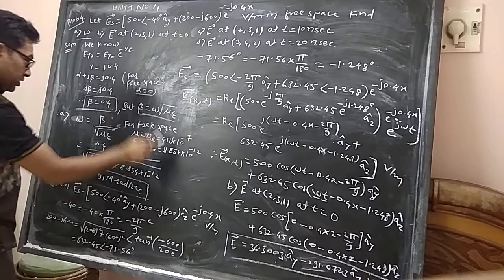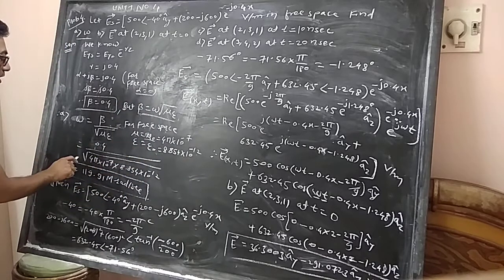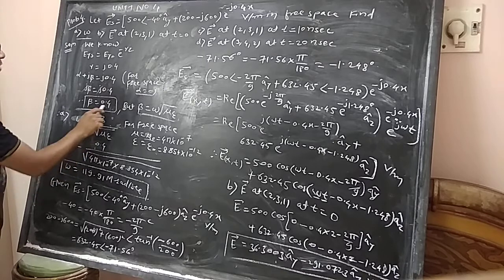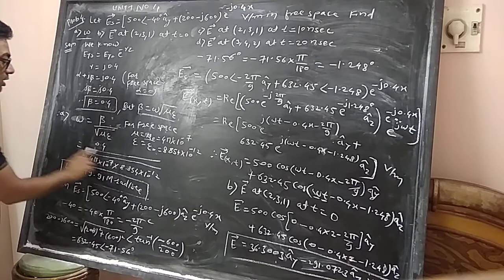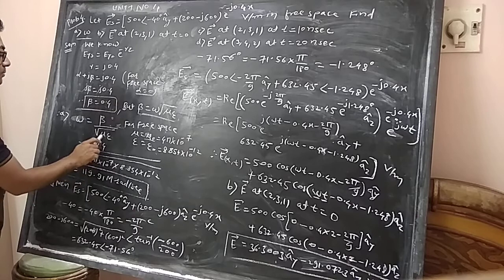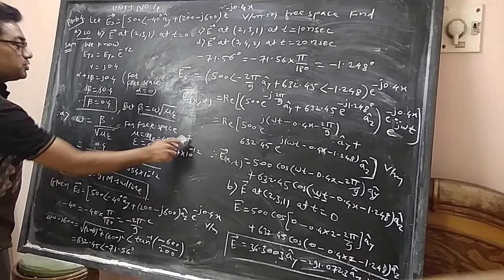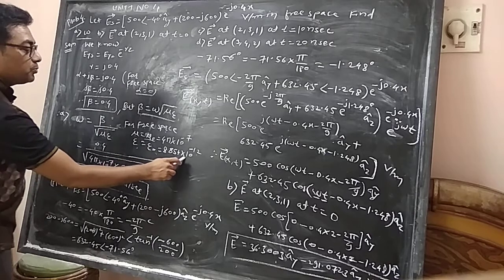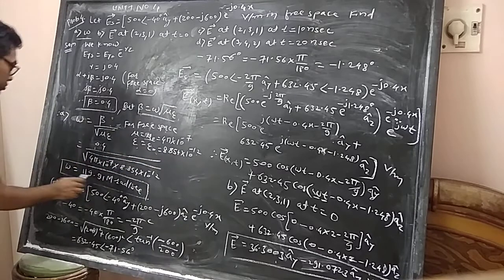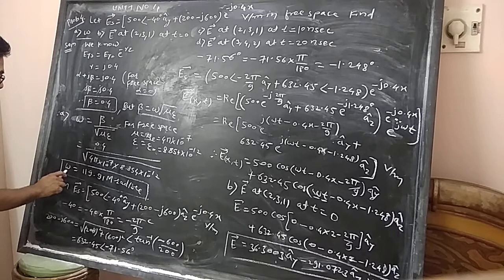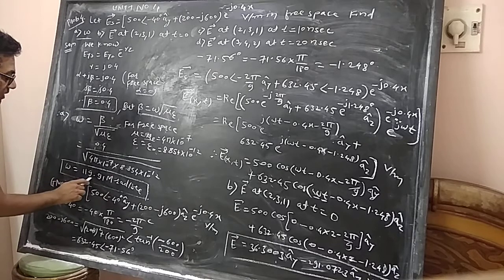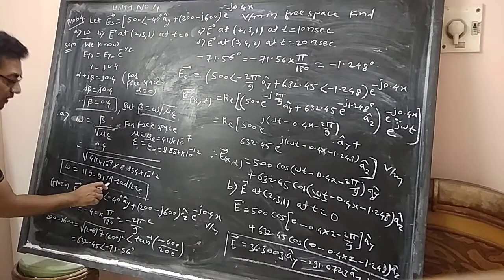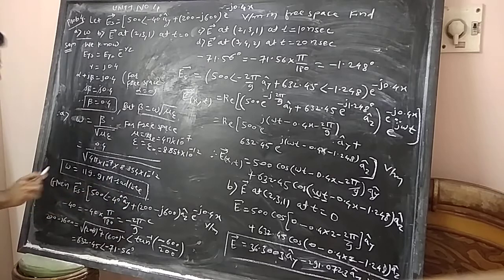So putting all these values in this equation for omega: the value of beta we have calculated just now, that is 0.4, divided by under root of mu, that is mu 0, so 4 pi into 10 raised to power minus 7, multiplied by epsilon, that is epsilon 0, 8.854 into 10 raised to power minus 12. So we get omega equal to 119.91 mega radian per second.